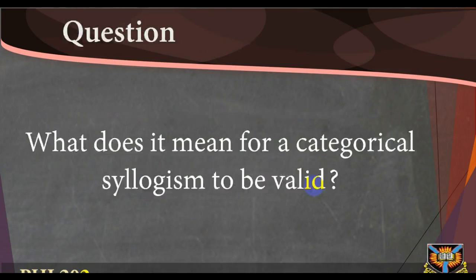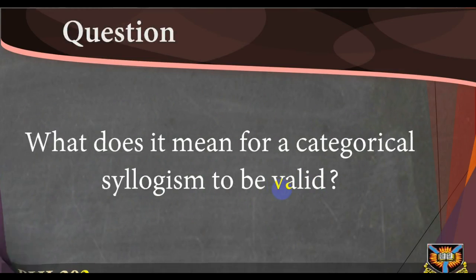What does it mean for a categorical syllogism to be valid? A categorical syllogism is said to be valid if it is not possible for its premises to be true and its conclusion false.